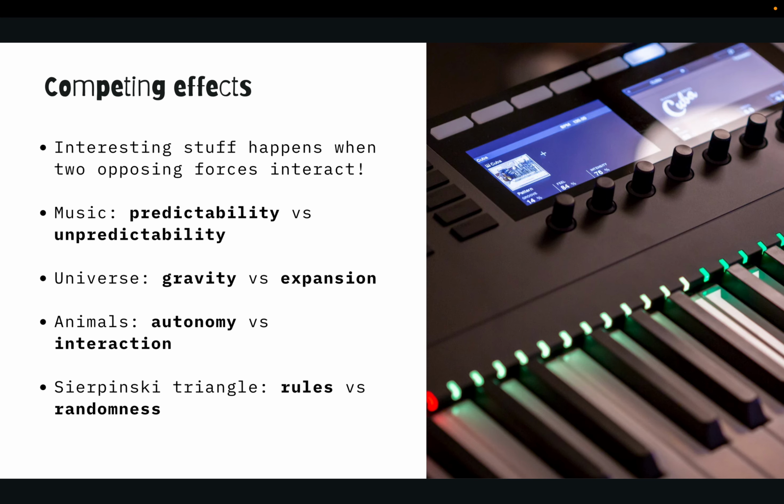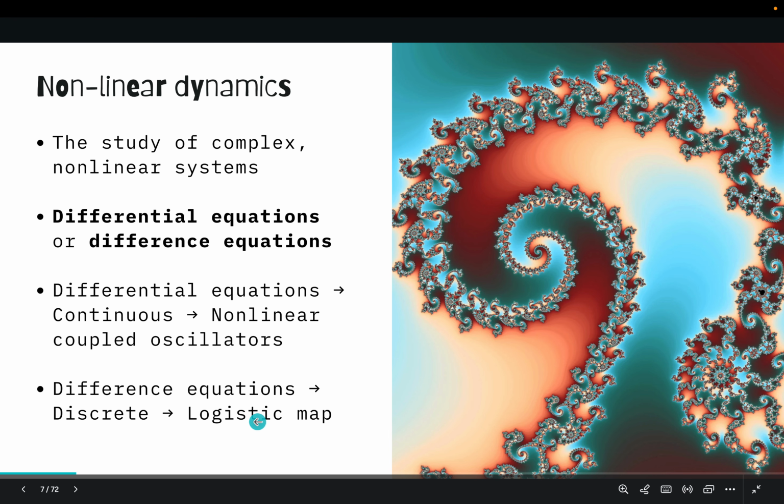But at the same time we also interact when required. We interact with people because we're social creatures, we cannot really live in isolation. So it's a balance between interaction and autonomy. Both are important, both are required to live in society basically. It's not like which is good and which is bad. And we already looked at the Sierpinski triangle, rules versus randomness.